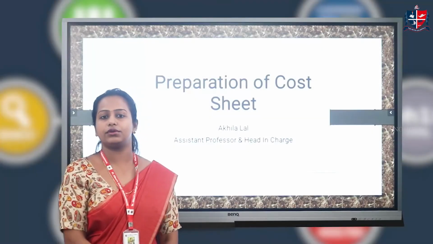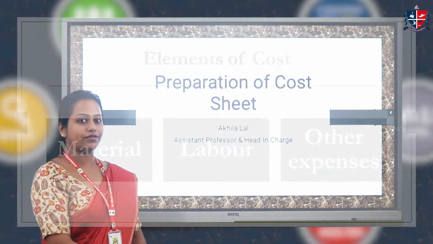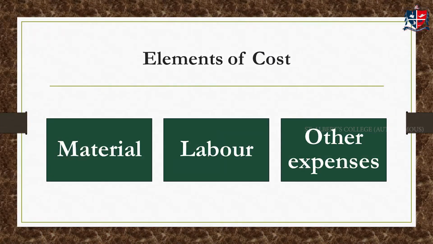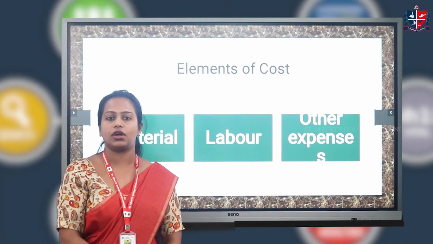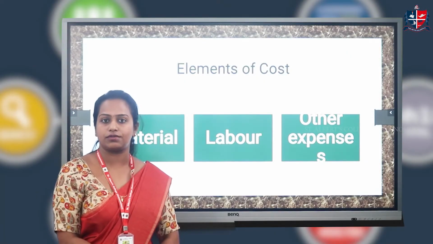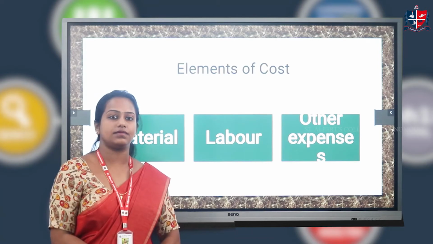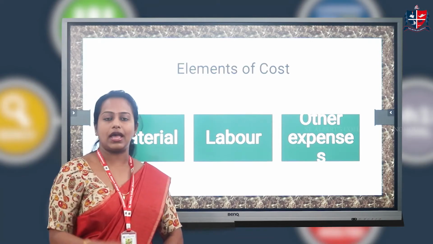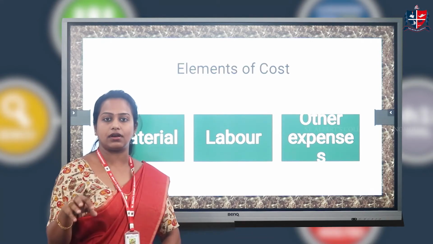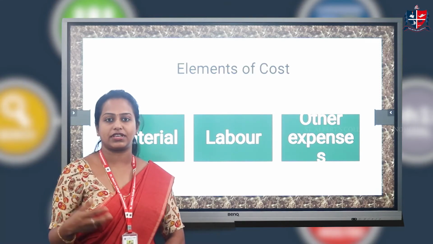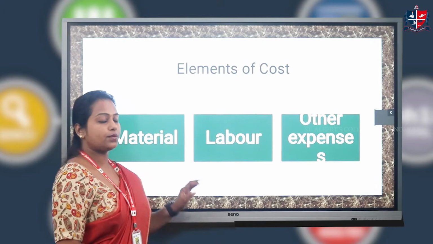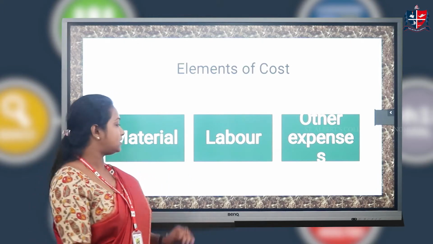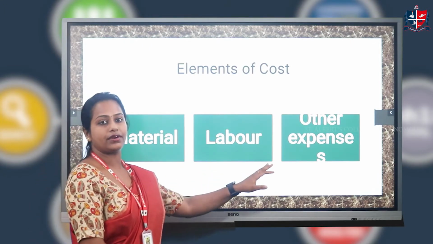Hi all, today we are going to discuss the topic preparation of cost sheet. Basically, the cost which is incurred in the production of a product or rendering a service is called the cost of production. And the analysis of these costs on the basis of the nature of expenses involved is called the element of cost. So basically, we have three elements of cost, that is material, labor and other expenses.